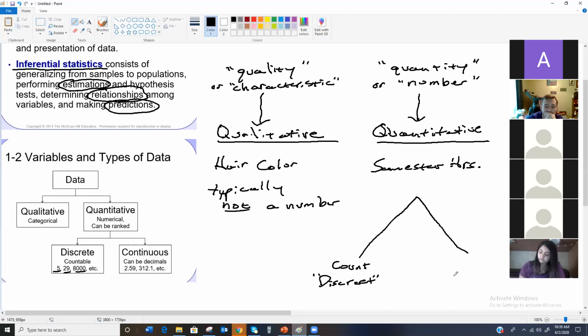I was going to say how many miles you live from campus, but that could be continuous depending on how you describe it. Because if you say how many miles you live from campus, round it to the nearest mile, that could be discrete. But if you let people say it to decimal places, then we would consider it continuous. So continuous, again, for our purposes, if it has decimals or fractional parts, we'll consider it continuous.